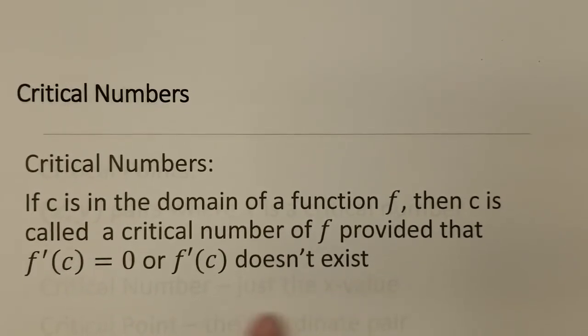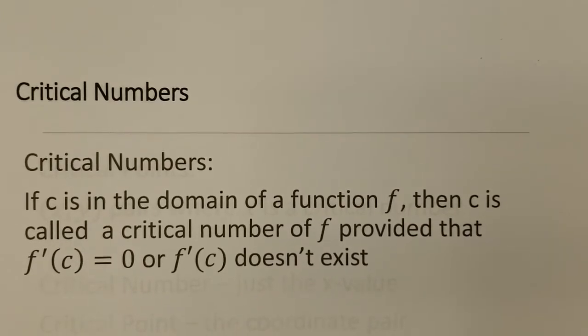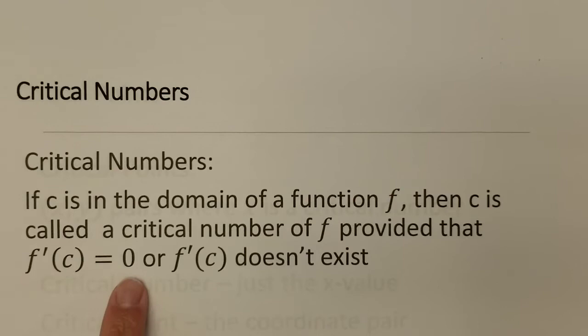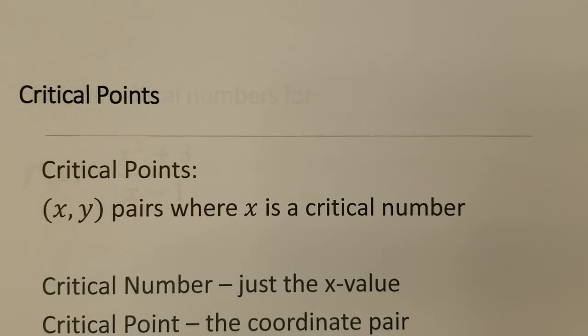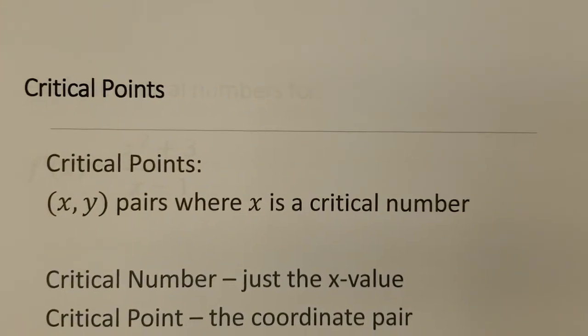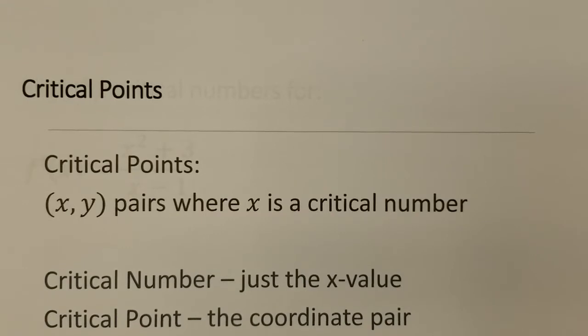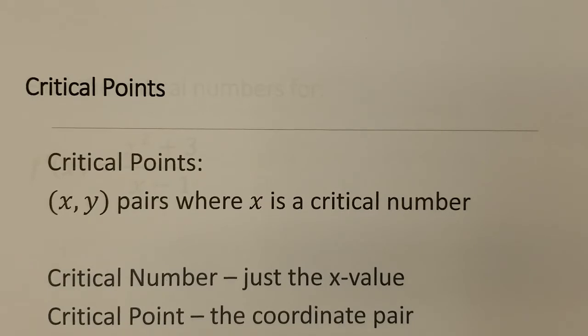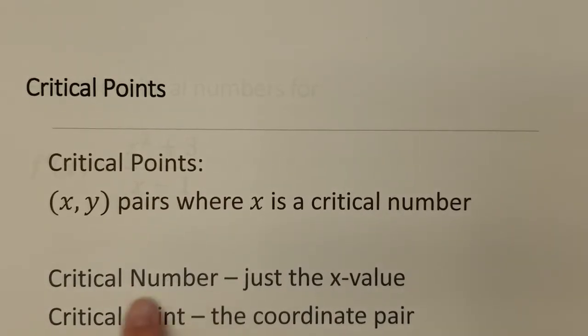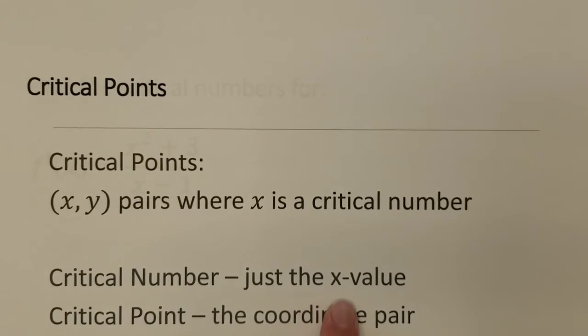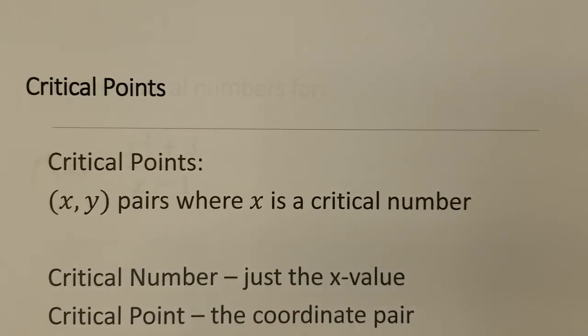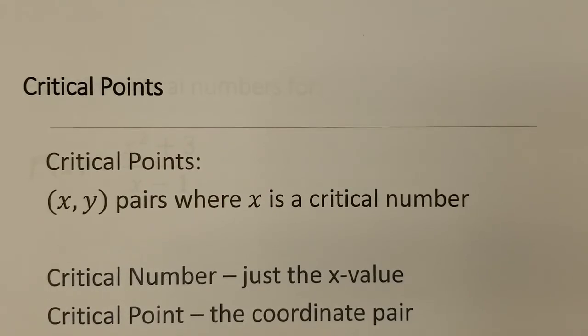So critical numbers is, again, just a more formal mathematical definition. Critical numbers happen where f prime at c equals 0 or f prime at c doesn't exist. Small terminology thing: a critical point is the xy pair where x is a critical number. Obviously, sometimes this might not happen if a critical number is an asymptote. You don't have a critical point there. But just the difference here, if it says critical number, you're looking just for the x value. If it says critical point, you want the whole coordinate pair if that y value exists on the function.